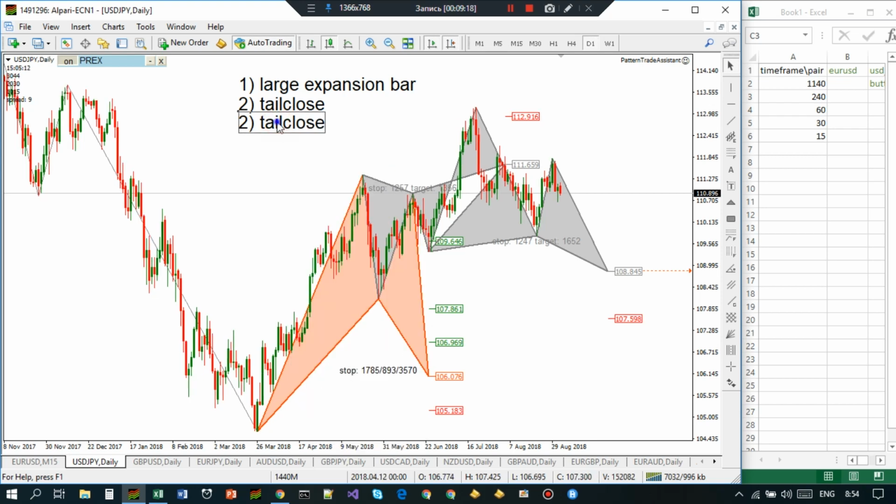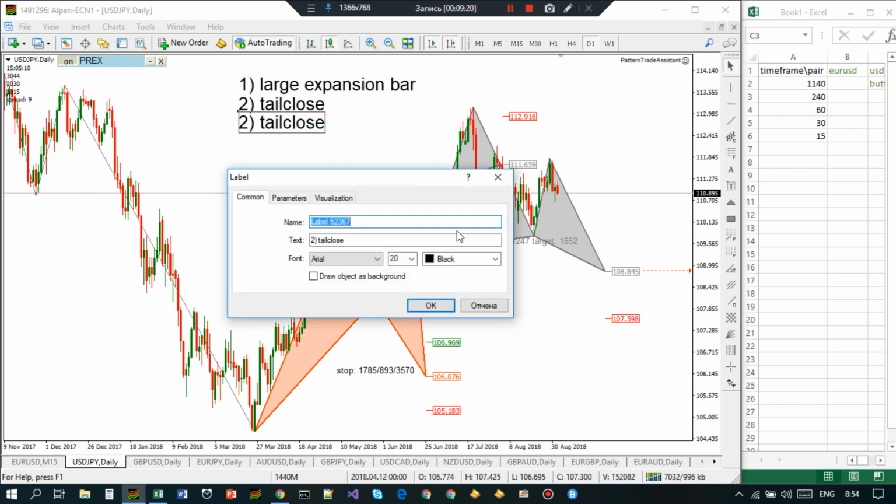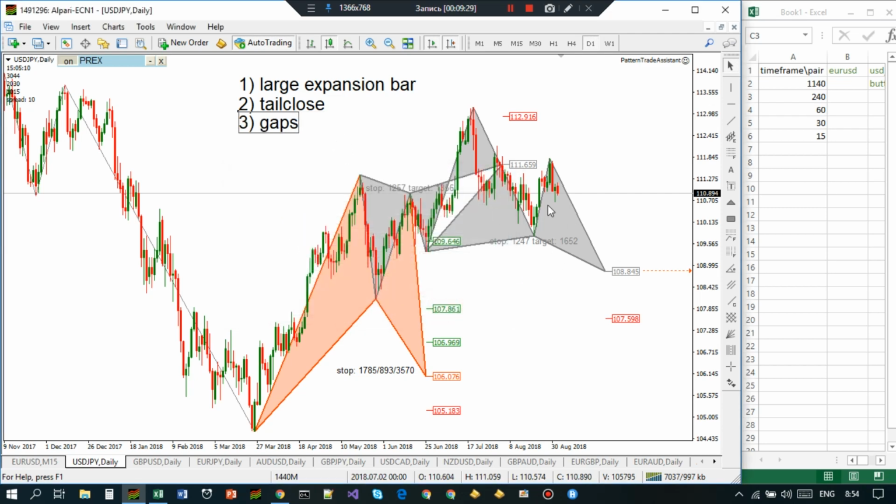Then let's have the third. The third is very simple. It is gaps. Gaps indicate continuation of the trading move. Especially those gaps that are unfilled. Unfilled gaps look this way.